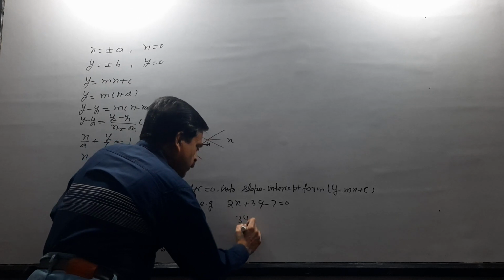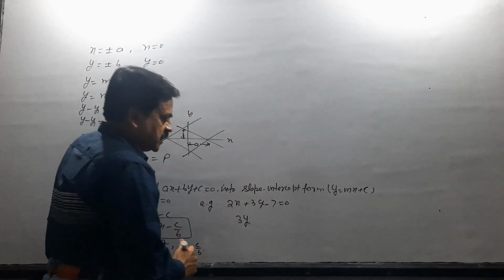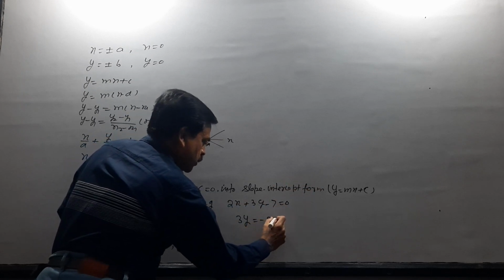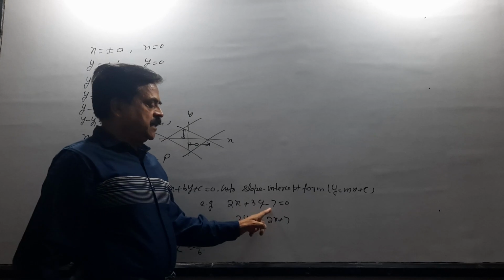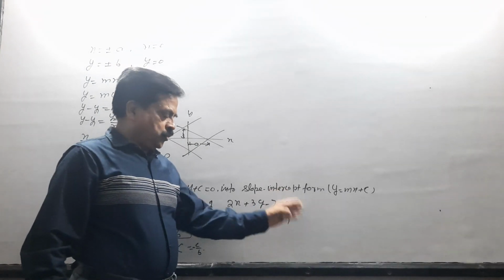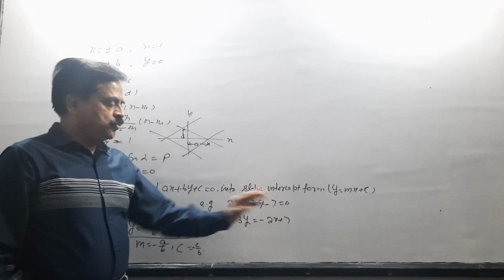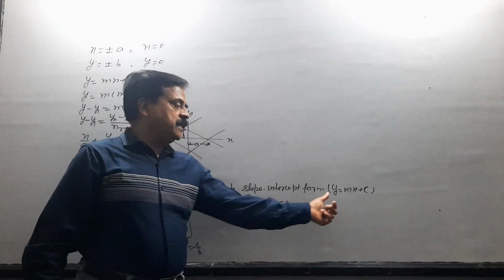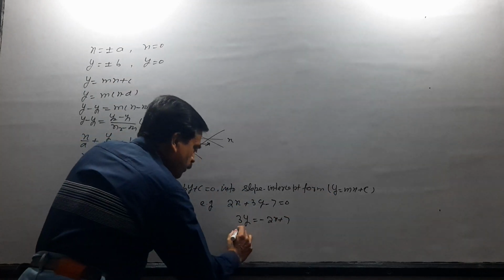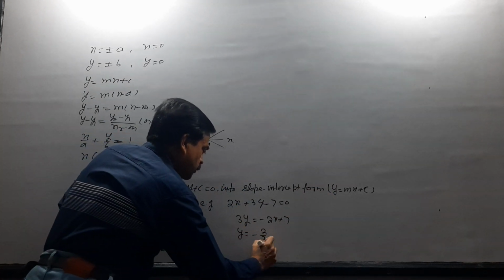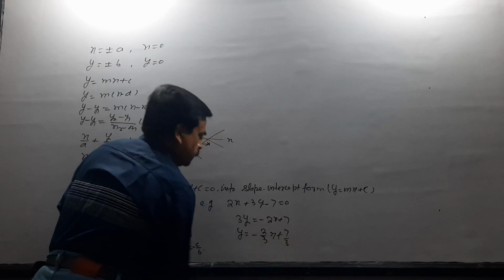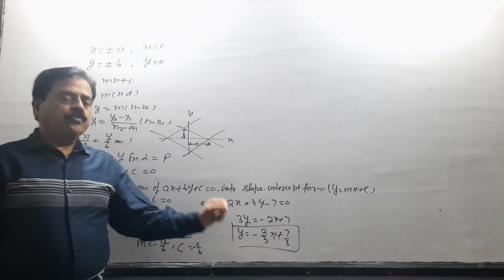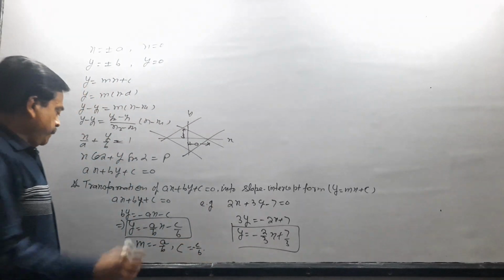So 3y will remain the same on the left hand side, and the rest of the terms will be transferred to the other side. Minus 2x plus 7. 7 is negative, so this will be positive, and 2x is positive, so this will become negative. And now dividing by 3, because the coefficient of y is 3 here and 1 there. y is equal to minus 2 upon 3 x plus 7 upon 3. This is conversion of general form into slope intercept form.